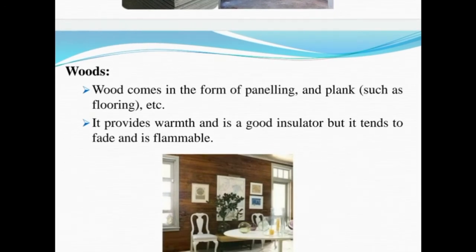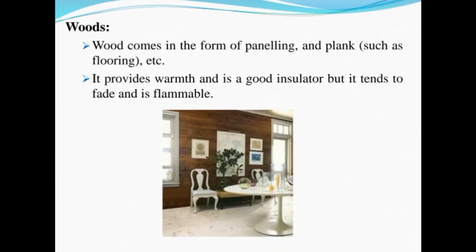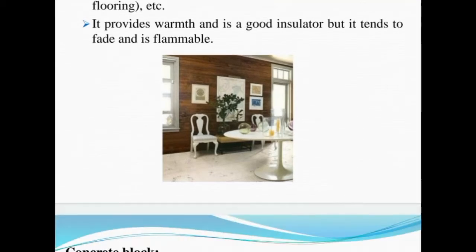And now we are going to see about the woods which are used as a finishing material. As we all know, wood comes in the form of paneling and plank, and it's used for flooring, wall finishing, etc. It provides warmth and it's a good insulator, but it tends to fade and it is flammable. So since wood is flammable, it should be avoided in flammable areas. This is a pictorial representation of wood which is used as a finishing material in construction.